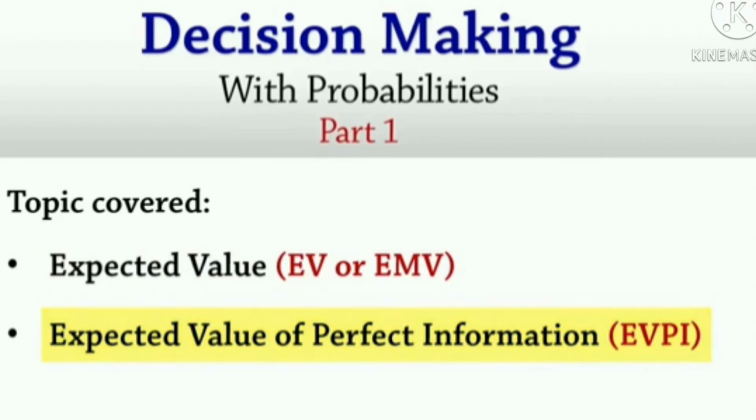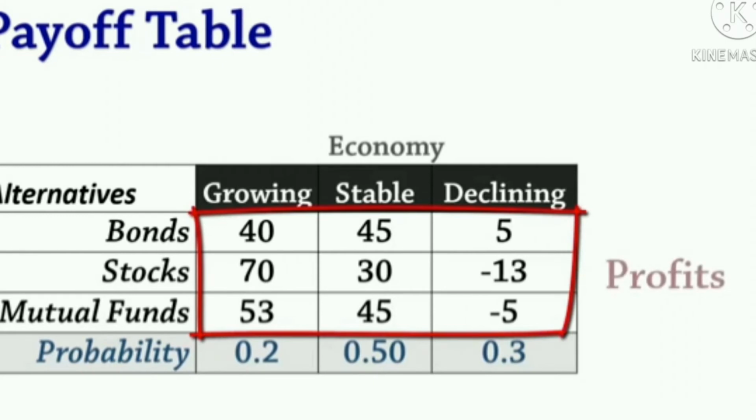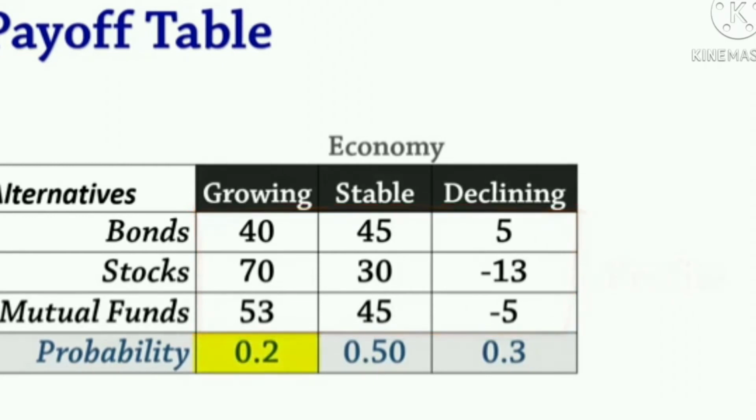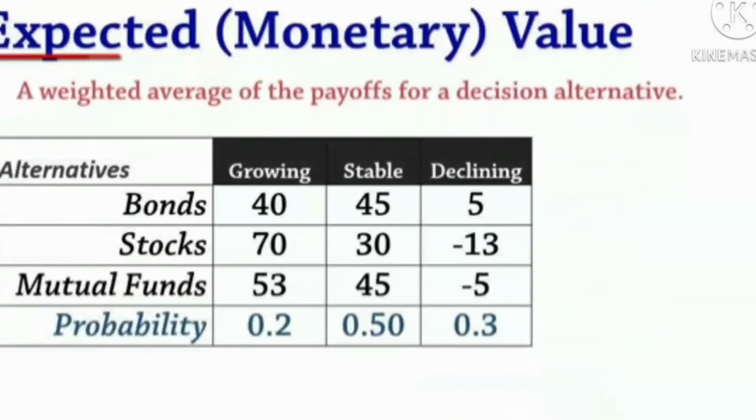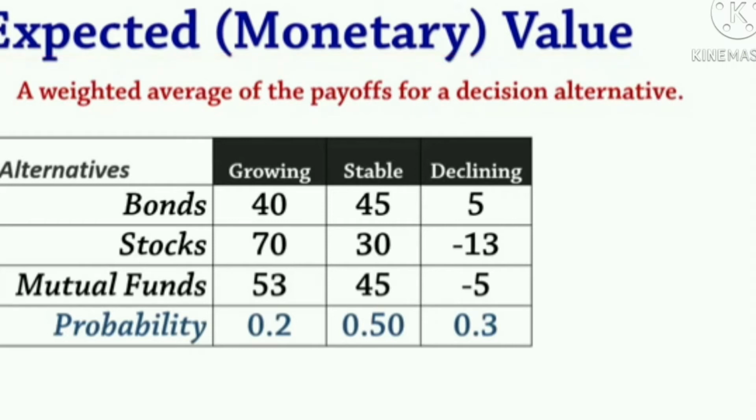We will be using this payoff table where payoffs are profits and the probabilities of the states of nature are 0.2, 0.5, and 0.3 respectively. The expected monetary value is a weighted average of the payoffs for a decision alternative. The weights are the probabilities of the different states of nature.